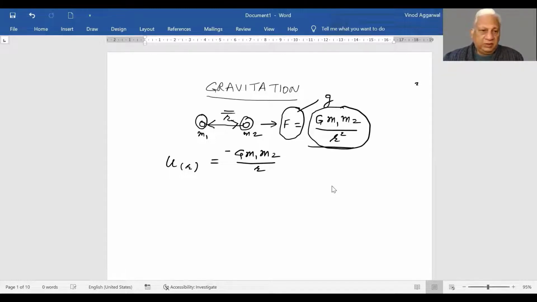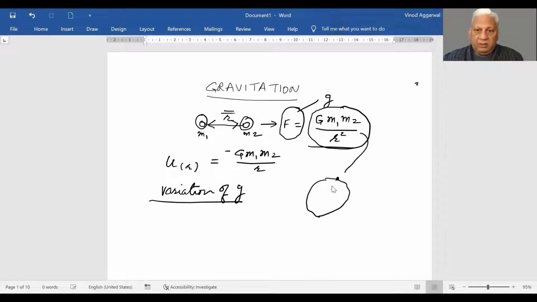Now let's see, can g vary? Let's say this is Earth and you are standing on the surface, then this formula will be applicable, where M will be mass of Earth, m will be mass of the body, and r will be the radius of the Earth.